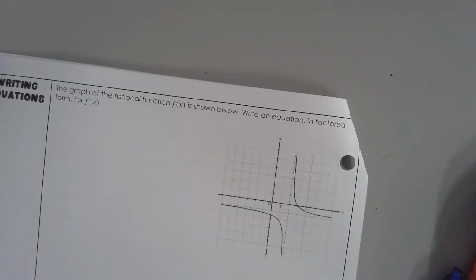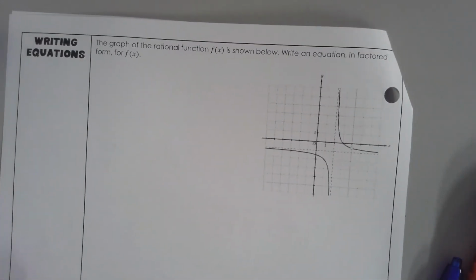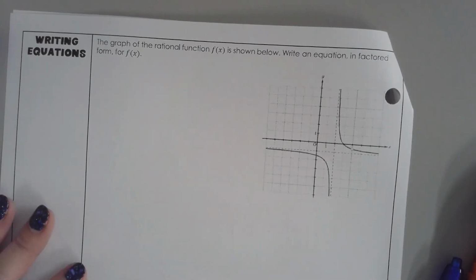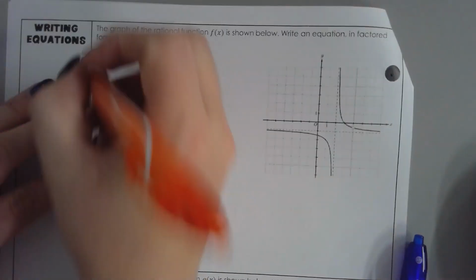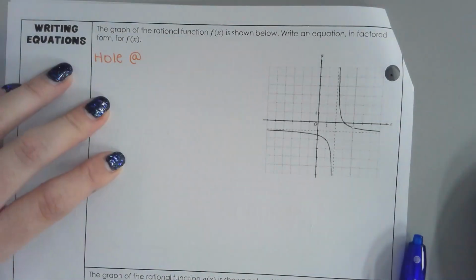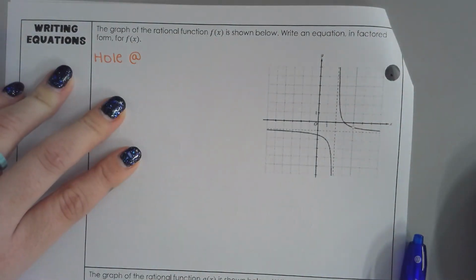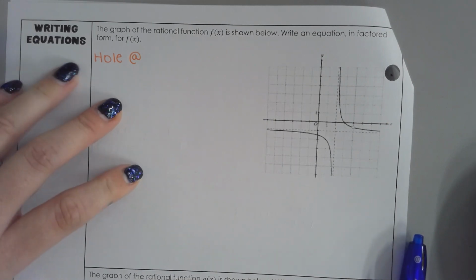Alright, so now I have given you a graph, and you are going to come up with the equation of the graph. Okay? So you need to pick out the holes, the zeros, and the asymptotes. All right. So let's start with the holes. And with the holes, you really only need the x value. Like when you're going back to write the equation, you don't necessarily need the y value.